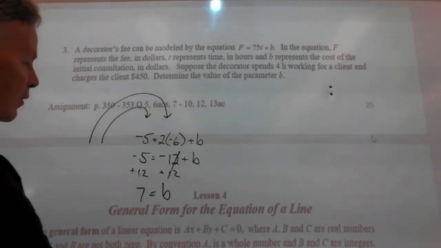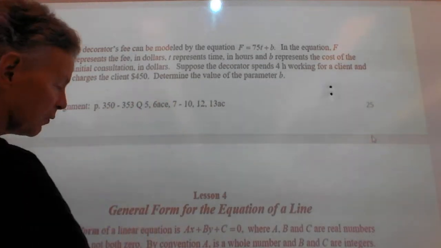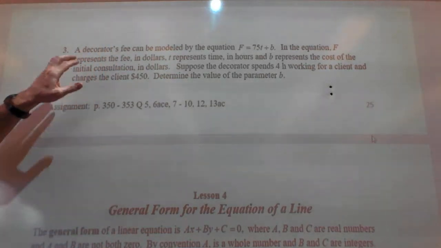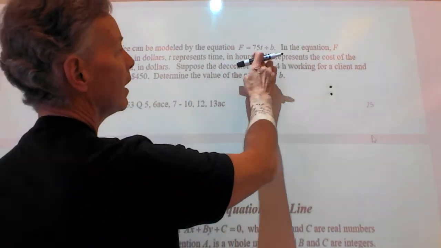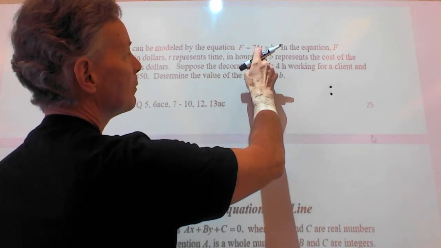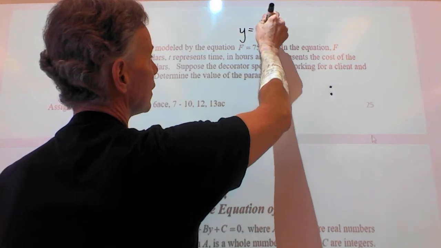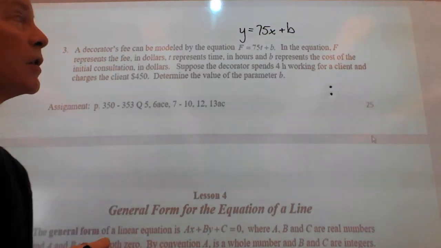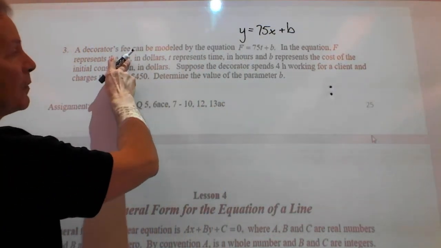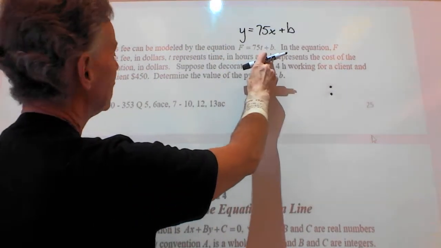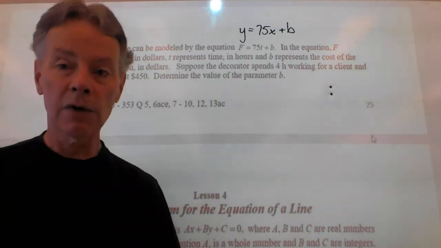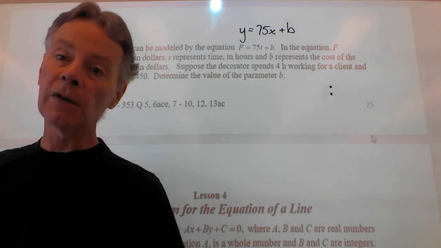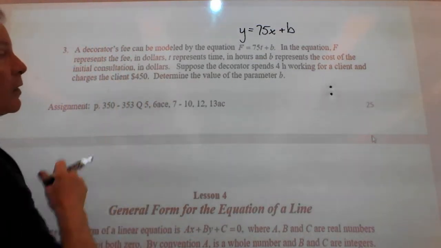We'll do this one. It'll take us 2 seconds. So this one is very similar to what we just did. It's just that it's a word problem, and word problems sometimes give people grief. A decorator's fee can be modeled by the equation f equals 75t plus b. Remember, that's like saying y equals 75x plus b. There's your slope-intercept equation again. In the equation, f is the fee in dollars, t is the time in hours, b represents the initial consultation, right? Where they come to your house, they tell you how much money you're going to have to spend, but even if you don't spend any money, they still charge you for the consultation.